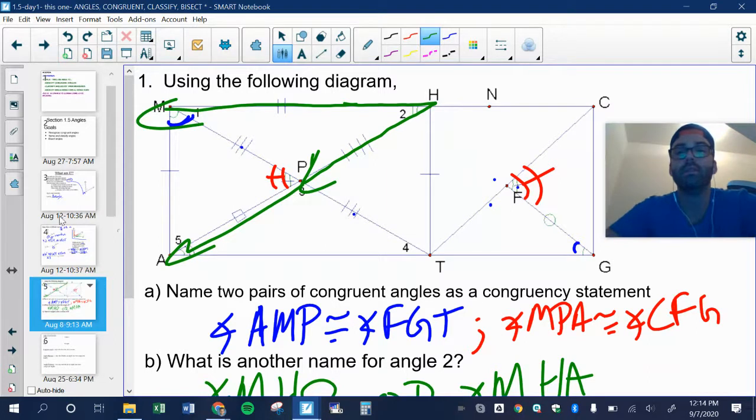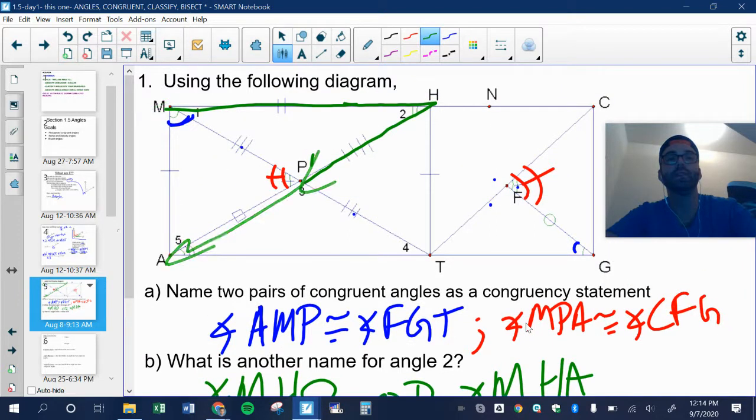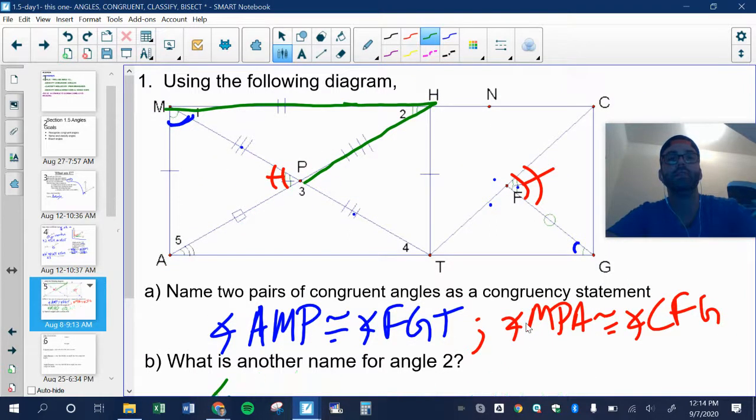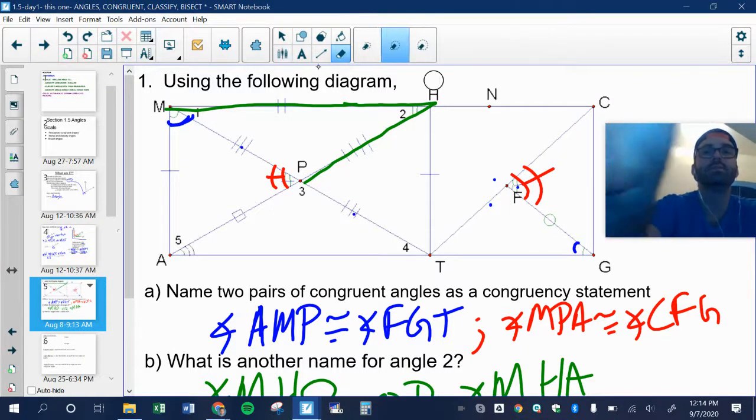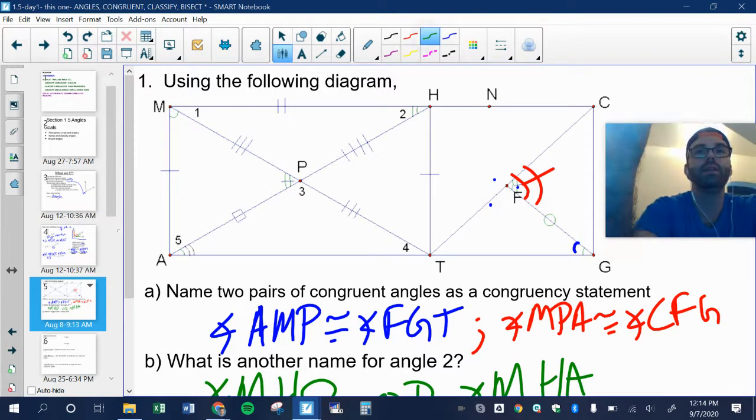Same thing there. Right? Name 4 angles with a vertex of M. So I'm going to get rid of all that. Oops, didn't mean to do all that. Name angles with the vertex of M. So let's see. Erase. Boom. Okay, so here's M at the vertex.